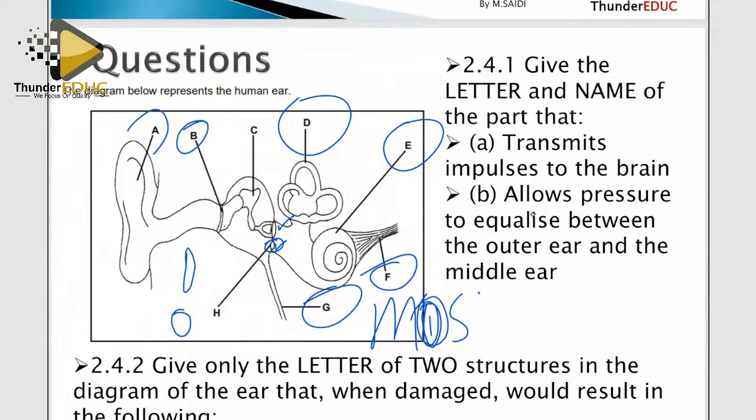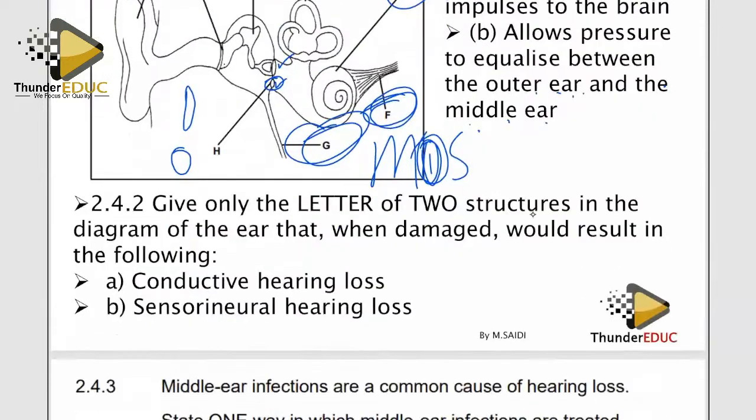Okay. Give the letter and the name. Transmits impulse to the brain. Which part transmits impulse to the brain? F, the auditory nerve. Thank you, guys. And then, allows pressure to equalize between the outer ear and the middle ear. Eustachian tube, which is G. Remember, they said letter and the name, meaning that you have to get those 2 marks.